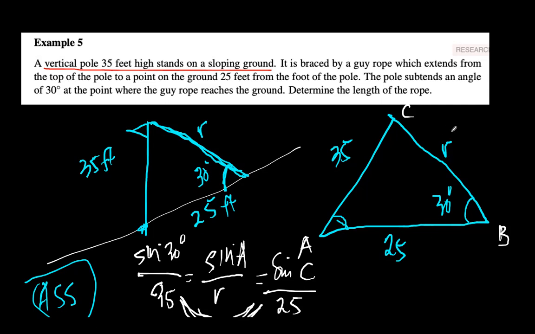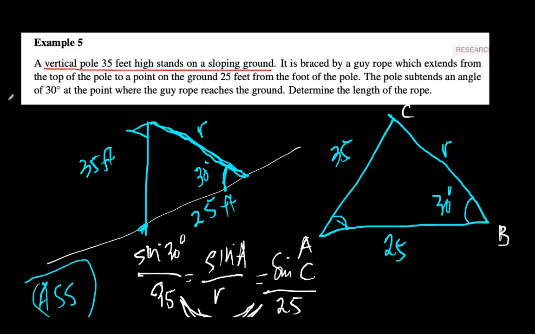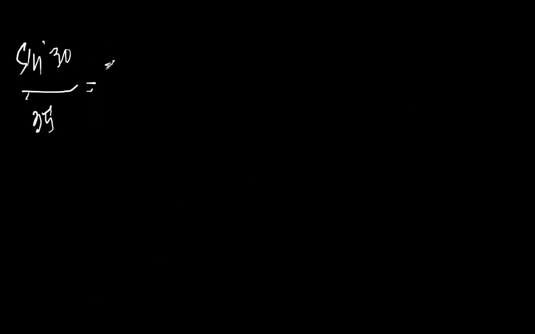So look at this, class. We are not directly solving R. We need to solve one angle for us to solve for R. Okay, so may pinagdadaanan. So we have sine 30 over 35, equals sine C over 25. Sige, class. Solve natin.